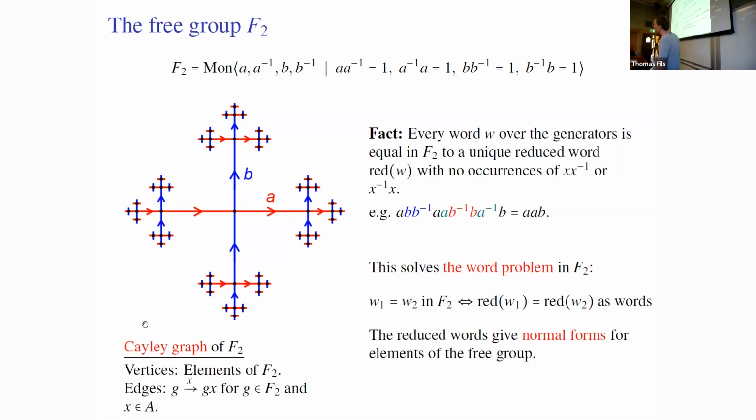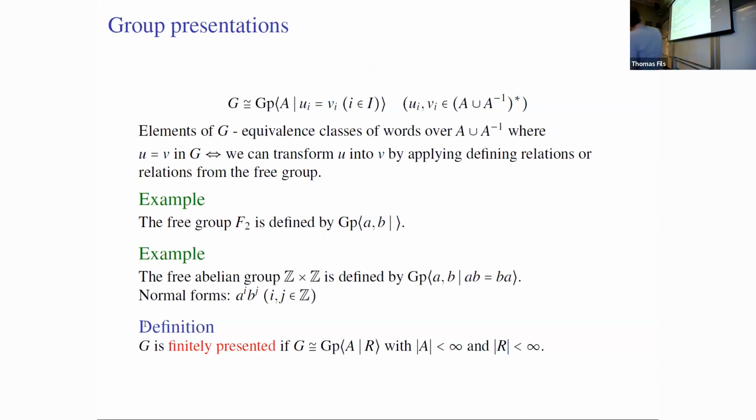And you can see this picture keeps track of cancellations, right? So if we do A inverse, B inverse, it's the identity element, which is exactly what it should be. So this is called the Cayley graph of the free group with respect to these generators. You can define more generally a Cayley graph of a group like this, with finite generators. Happy with that? Okay.